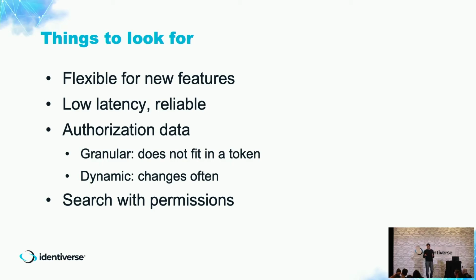Now, things to look for, like, hey, I'm not sure if it's for me. Well, if you need flexibility for features as your teams are building and shipping new things, but you need authorization, this might be a good thing. If you need low latency and reliability, that might be another starting point. If your authorization data is granular, does not fit in a token, and changes very often, this might be a good fit. And finally, if you need to solve search with permissions. And remember, you will not think you need to solve search with permissions because your product manager does not know that they need to solve search with permissions, but you will need to solve search with permissions. Otherwise, it's not very useful as a product.